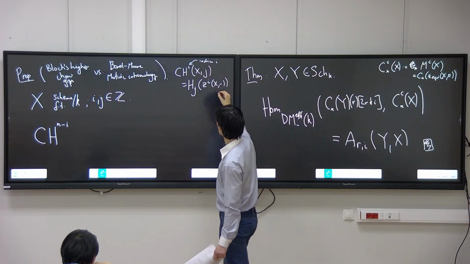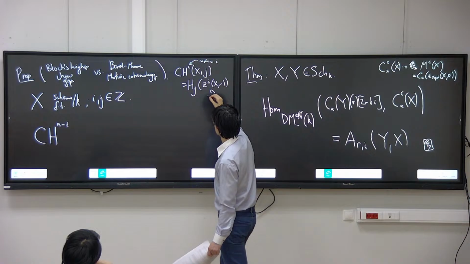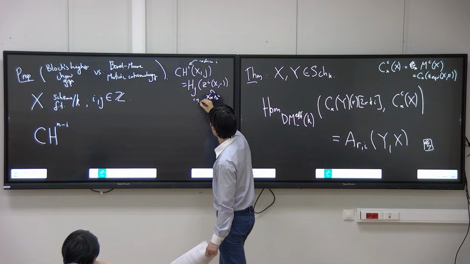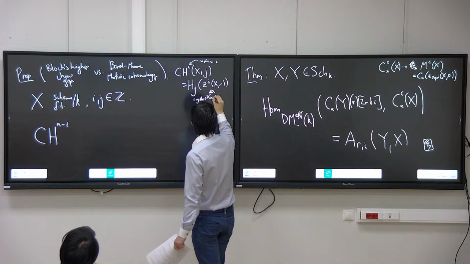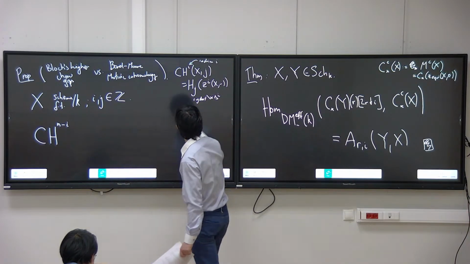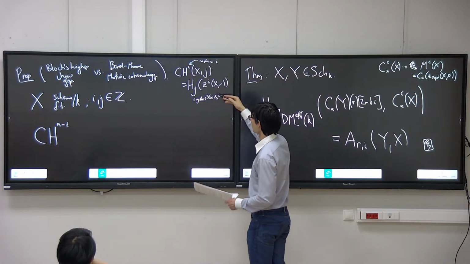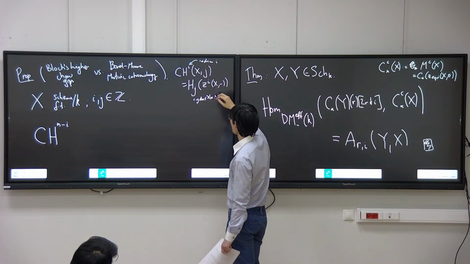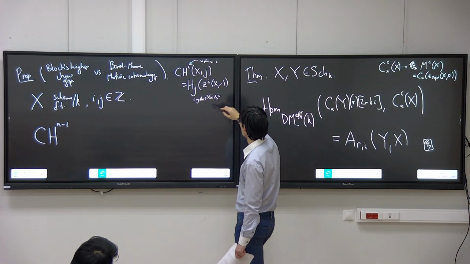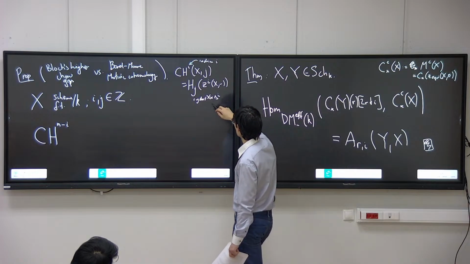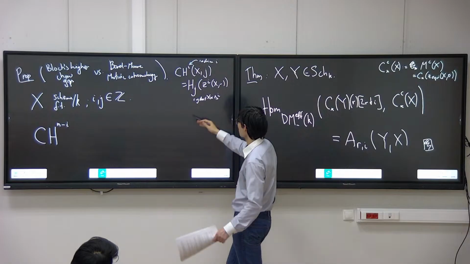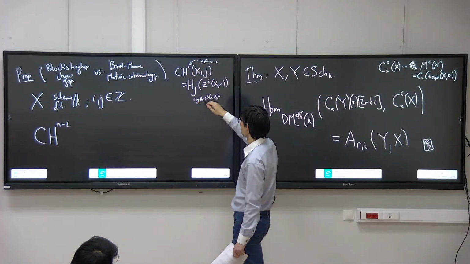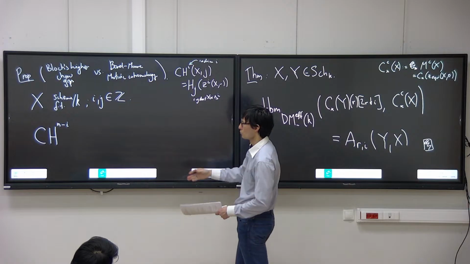So by definition this was the jth homology of my codimension i higher cycles, which were cycles in X times delta i. So higher Chow groups, remember, in codimension i, we multiply by delta i, this forms a complex, and we take the jth homology of that. So in particular, when j is 0, we recover the usual Chow groups.